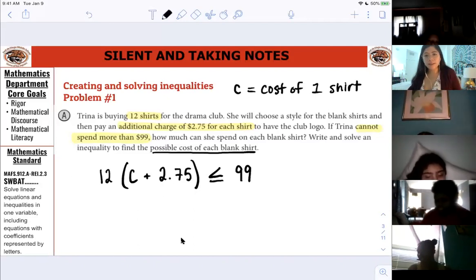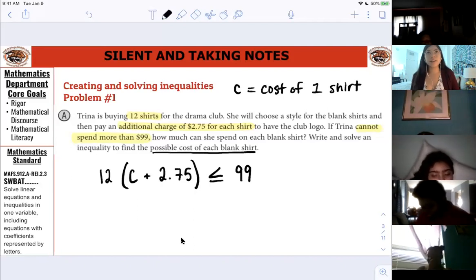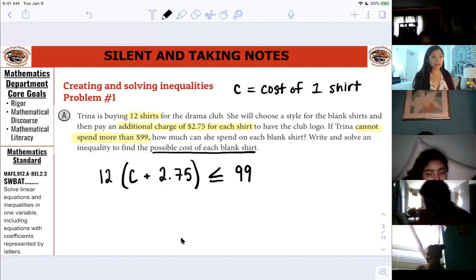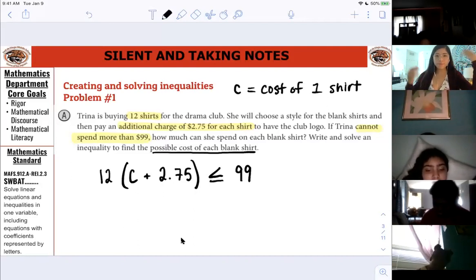So this is very similar to the ones we've been doing before. Last week we did a lot of word problems with equations. The only difference is that you have to figure out which symbol you're going to be using in each scenario.